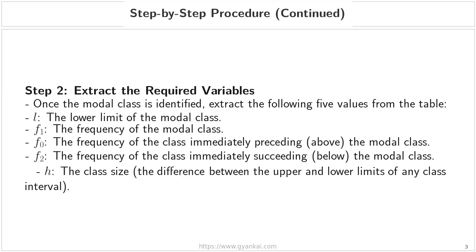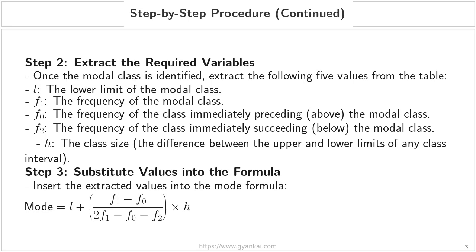Then, we look at the neighbors. We need F sub 0, which is the frequency of the class immediately preceding or sitting above our modal class, and F sub 2, which is the frequency of the class immediately succeeding or sitting below the modal class. Finally, we need H, which is the class size. This is simply the difference between the upper and lower limits of any class interval in your table. Once you have these 5 values neatly listed, we proceed to step 3.